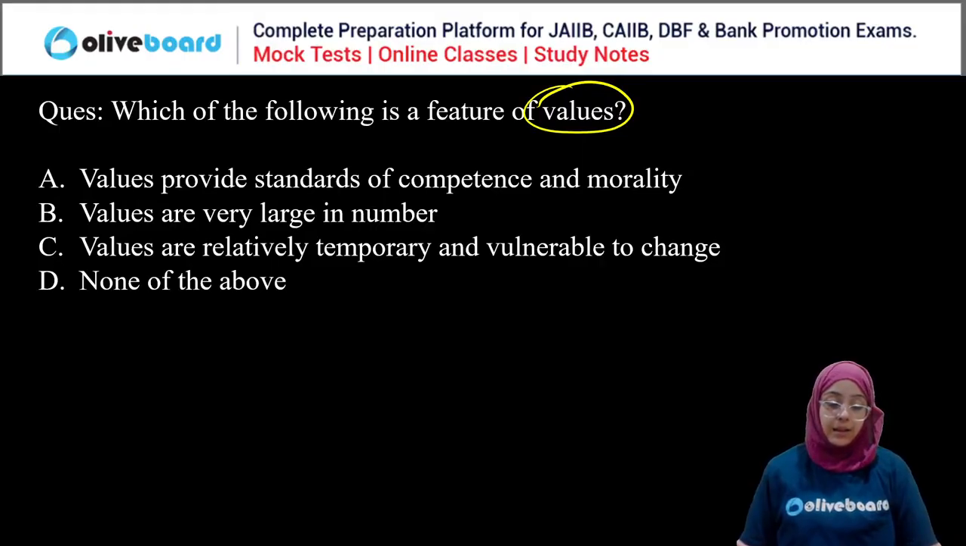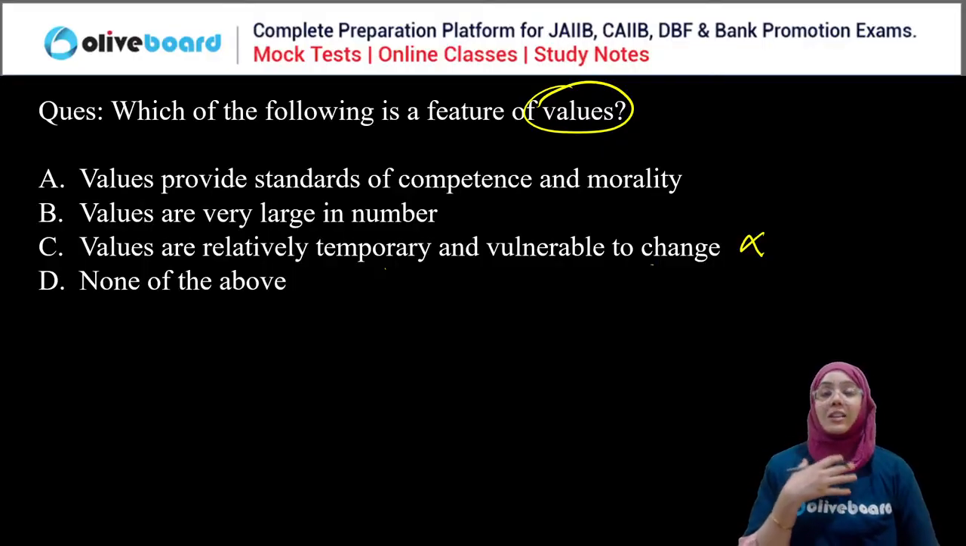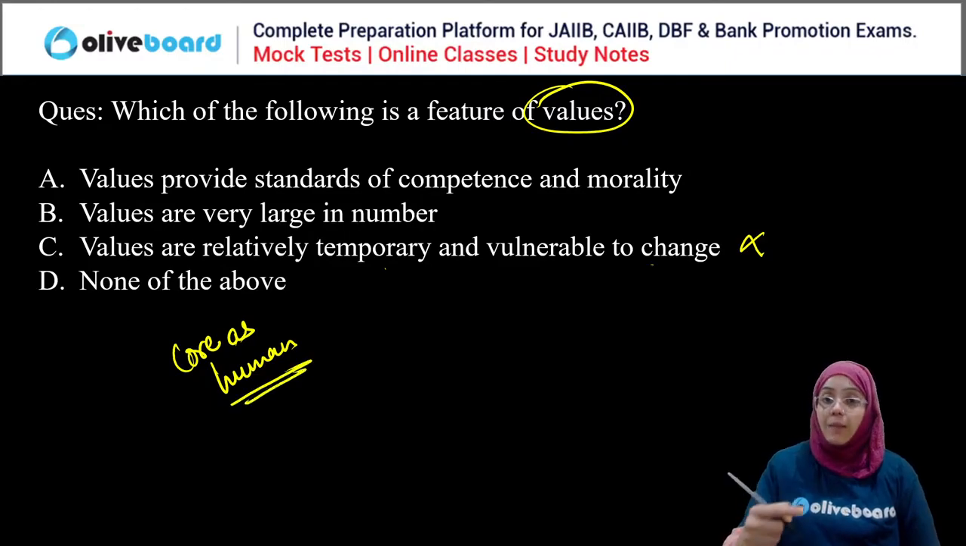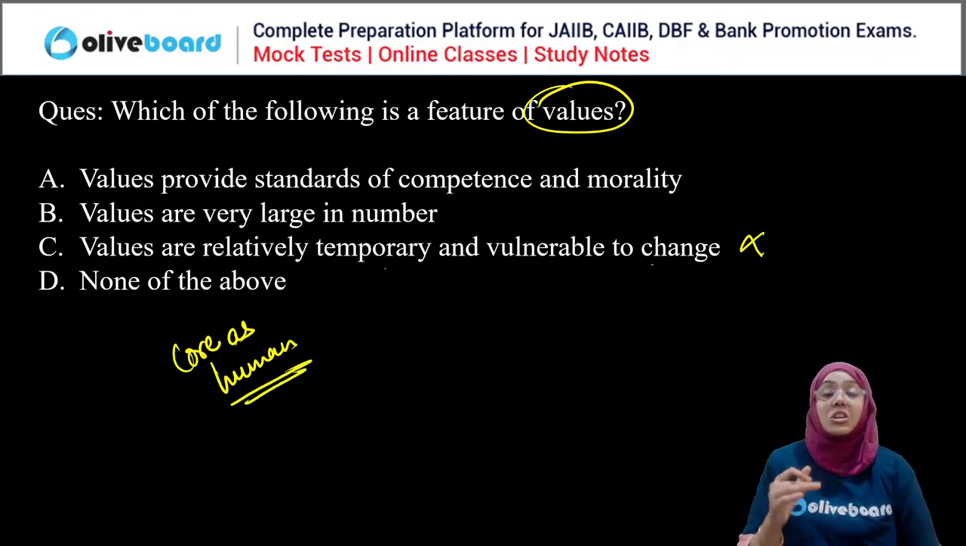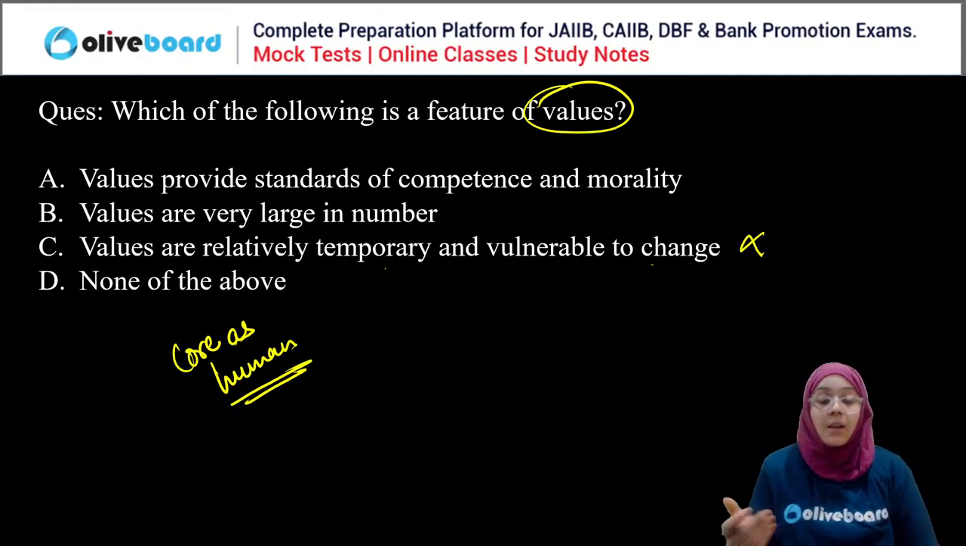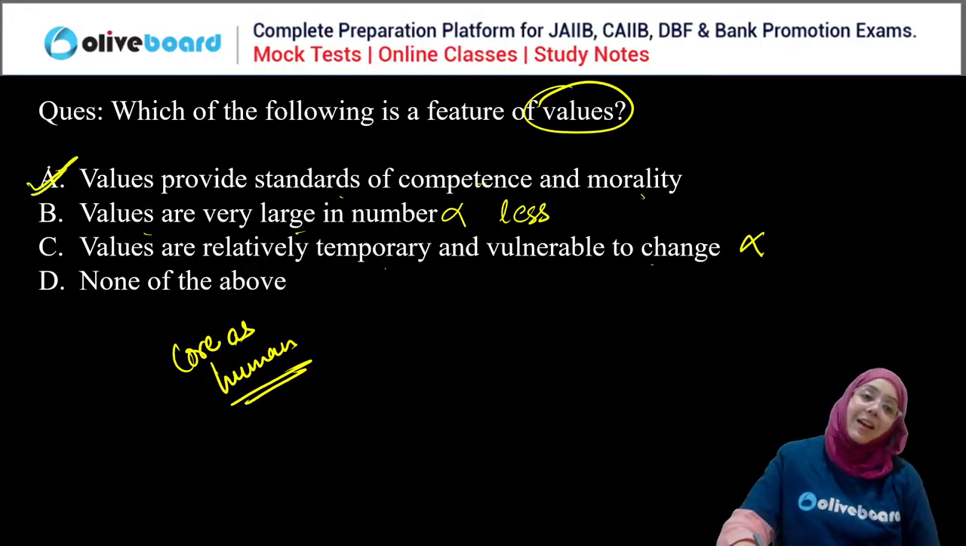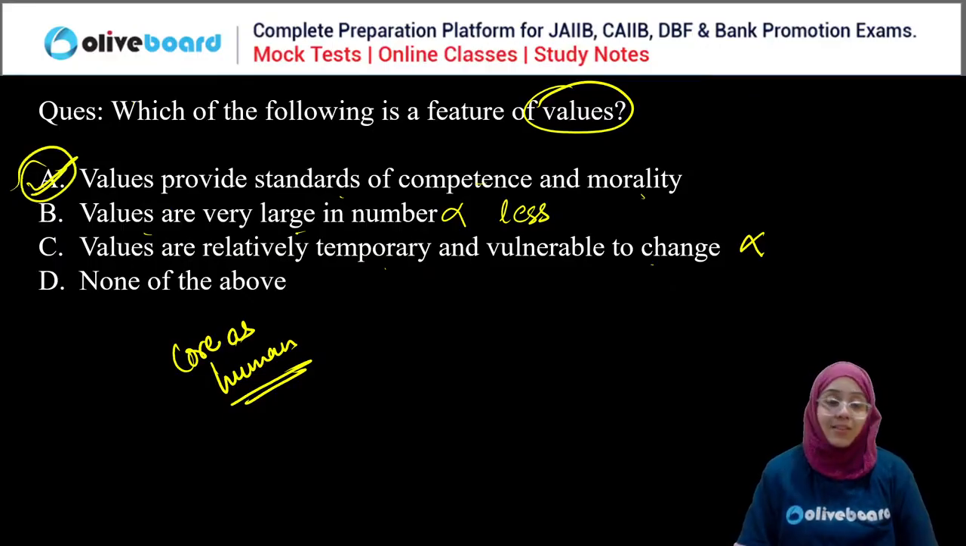So, first of all, values are relatively temporary and vulnerable to change. No, they are not temporary. It takes a lot of time to change a value because values are the core of a human being. Values are considered the core of a human, right? So it takes a lot of time to change. They are relatively not temporary; they are considered a permanent thing. Values are very large in number? No, they are very few in number. Values provide competence and morality. Yes, this is the correct answer. So A is the characteristic of a value, the rest are wrong.